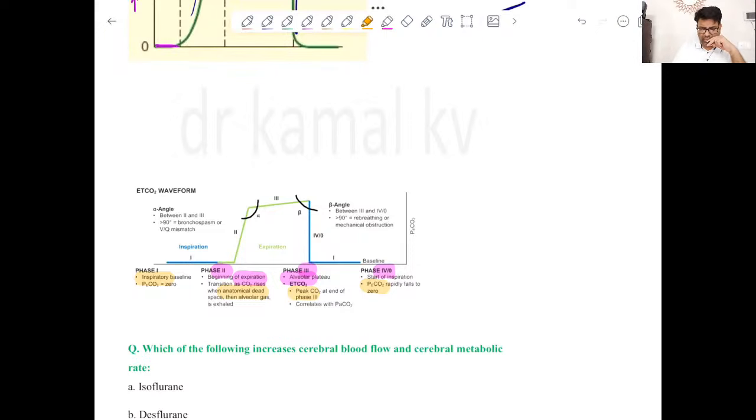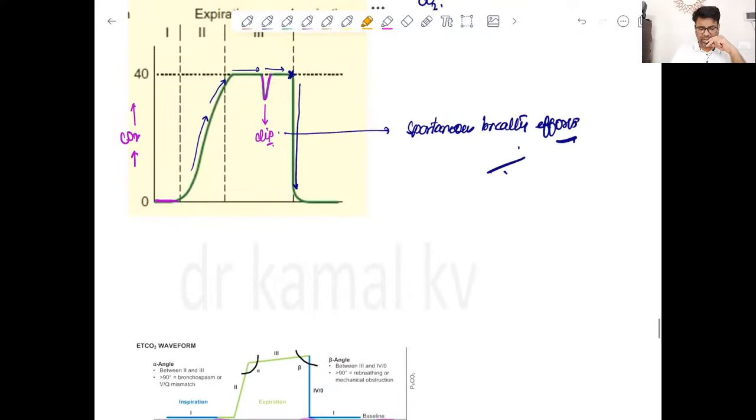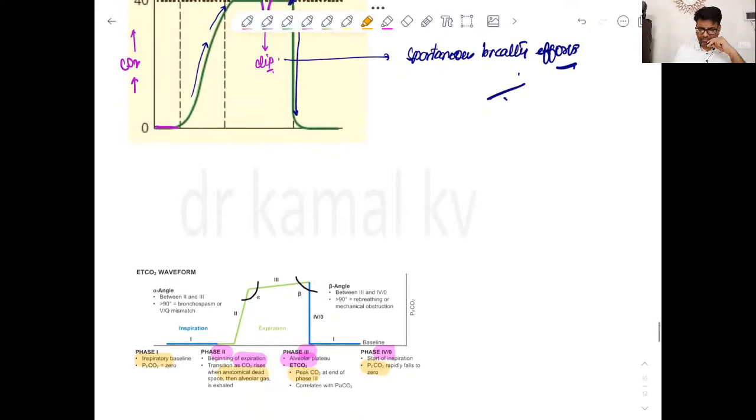So this all tells you about the amount of carbon dioxide which is exhaled, right? Normally the curve should be like this, but if you have a dip anywhere during the expiration phase, this is suggestive of spontaneous breathing effort. Okay, so this is one good question.